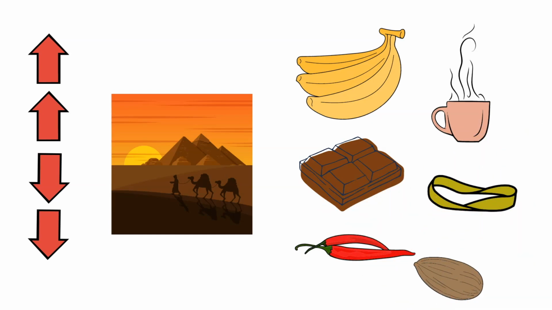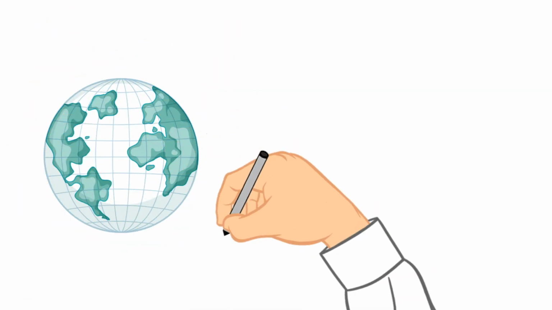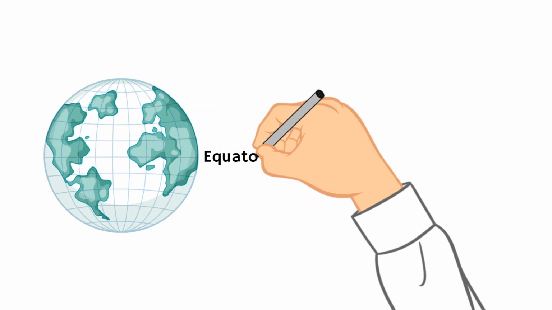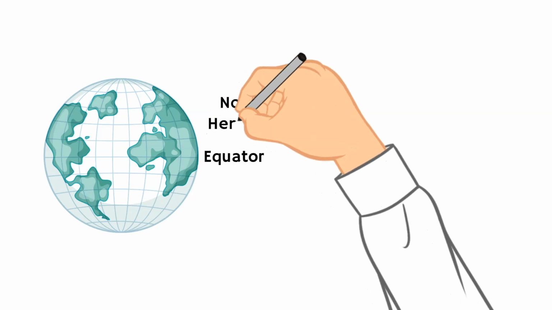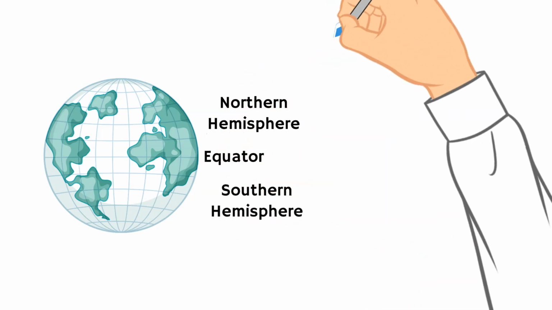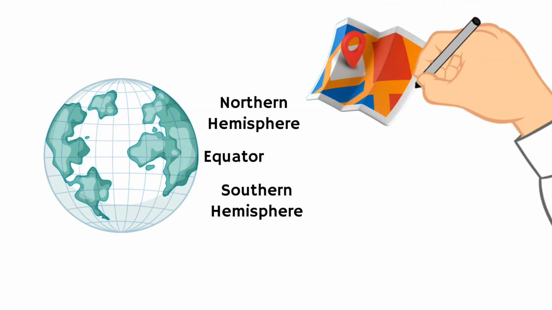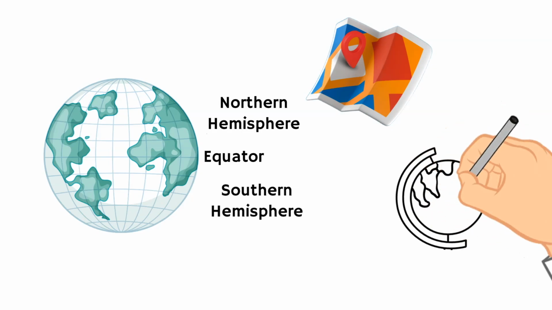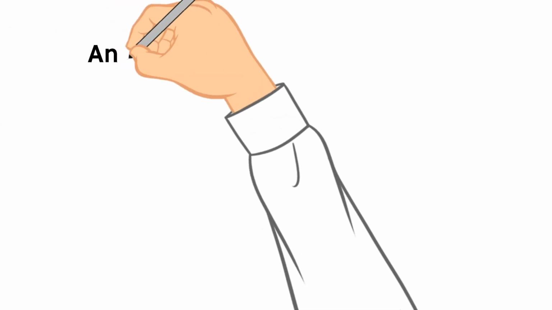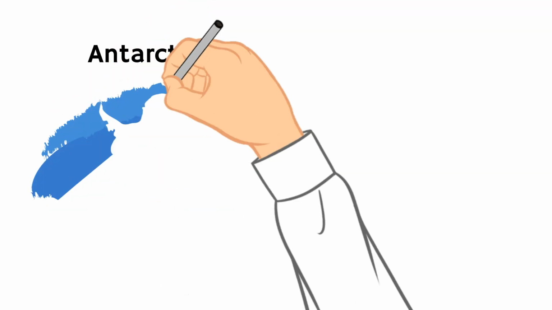So let's talk about that equator, or that imaginary circle around the largest part of the Earth, right in the middle. This divides the Earth into two equal parts. There is the northern hemisphere and the southern hemisphere. These lines of latitude, as well as the equator, appear on all maps and globes and the equator is the starting point for measuring latitude. Now, specifically, I'd like to talk about the Antarctic Circle before we end this video.